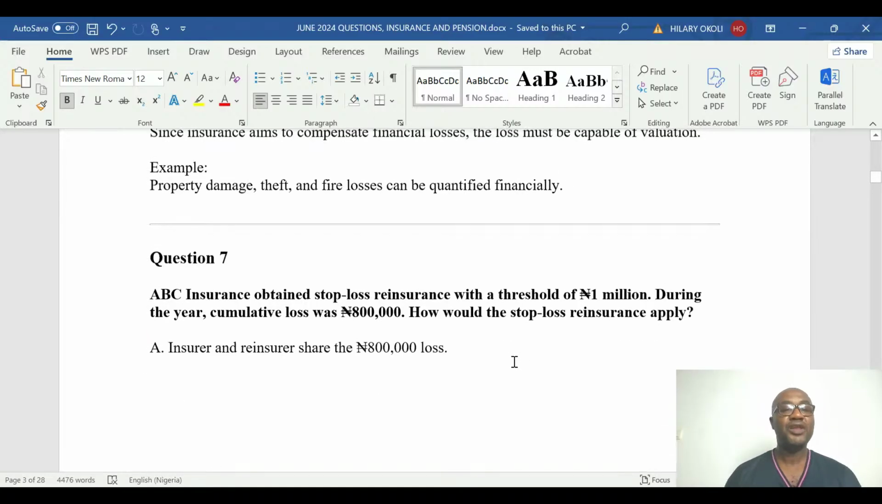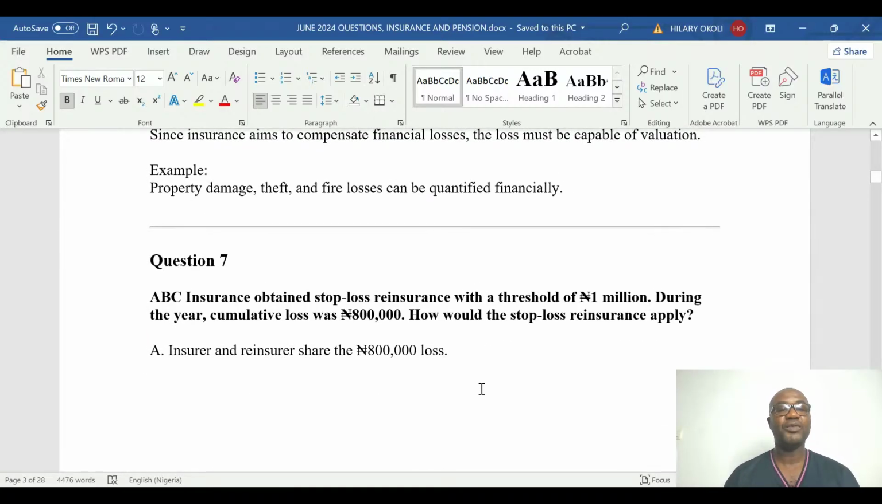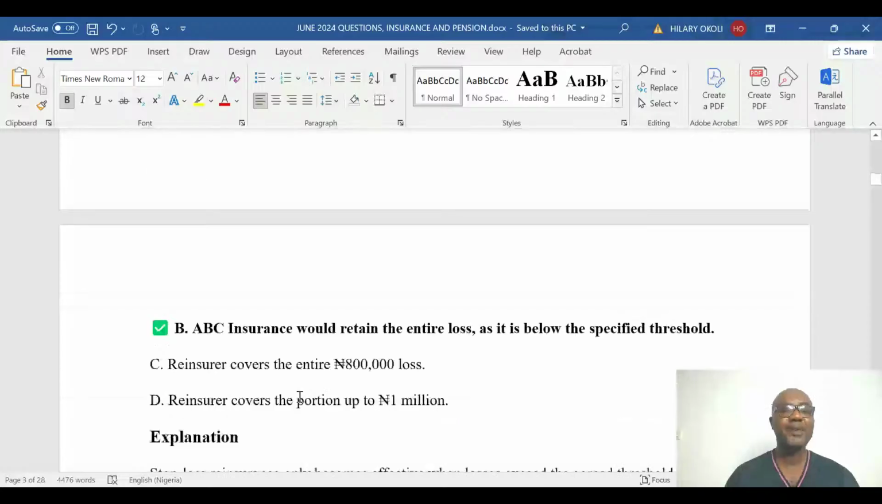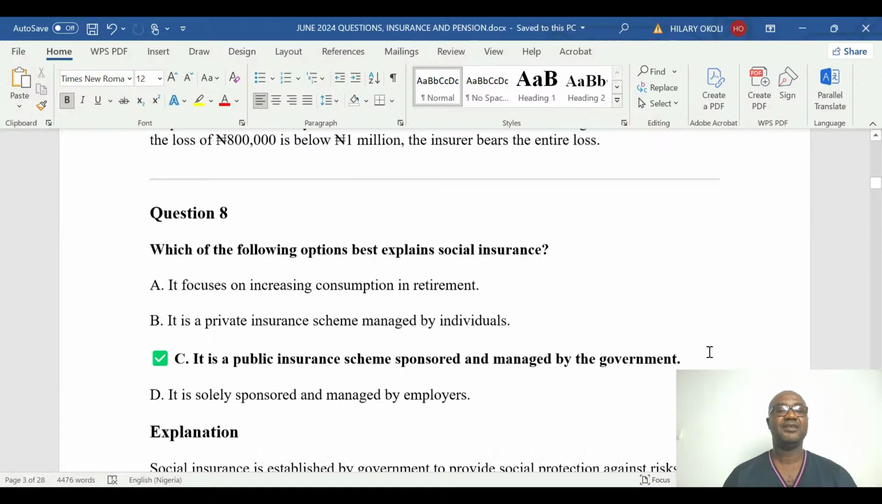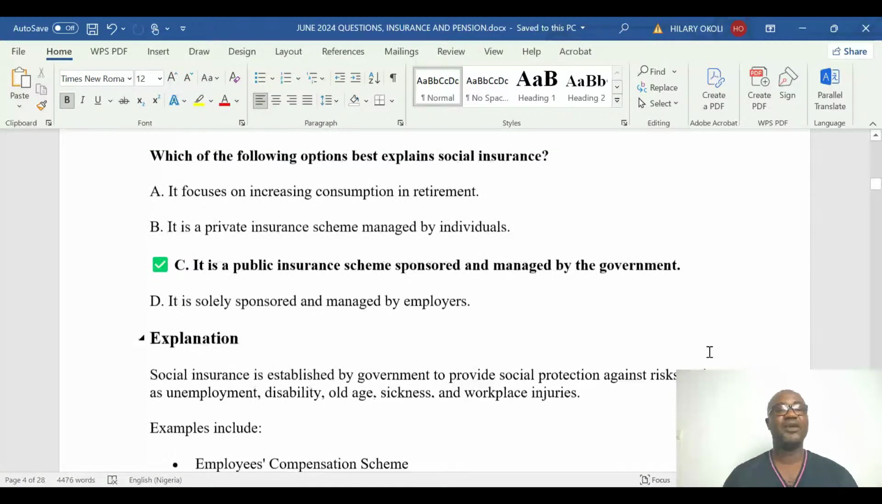So in our question here, the ABC insurance obtained a stop loss reinsurance with a threshold, a benchmark of 1 million. During the year, something happened, and cumulative loss was 800,000. How would the stop loss reinsurance apply? How it will apply is B. The ABC insurance will retain the entire loss as it is below the specified threshold. That is the answer. Sorry, ABC, you repair.